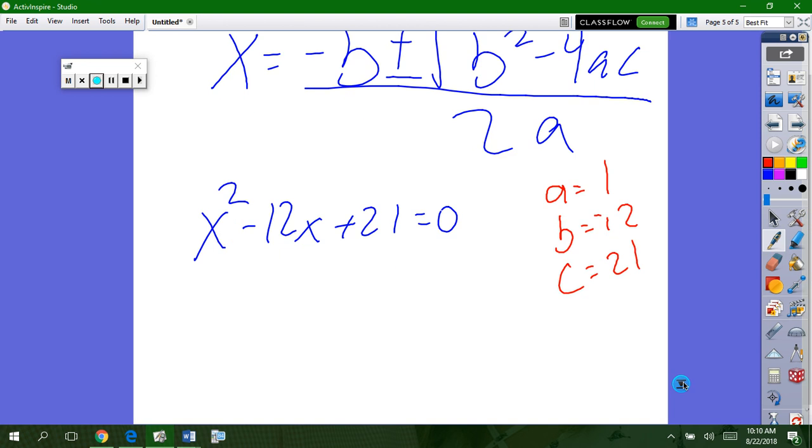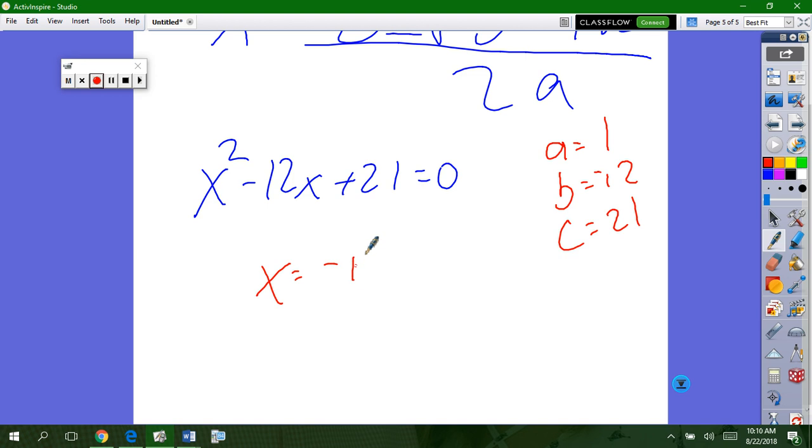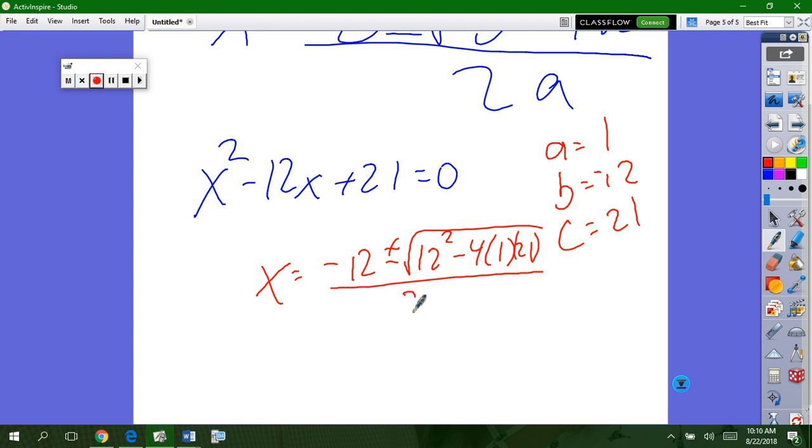Okay? Here we go. I even sing it as I plug it in. X equals negative b plus or minus square root of 12 squared minus 4 times 1 times 21 all over 2 times 1.